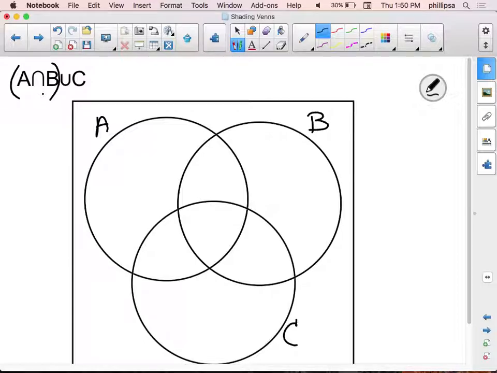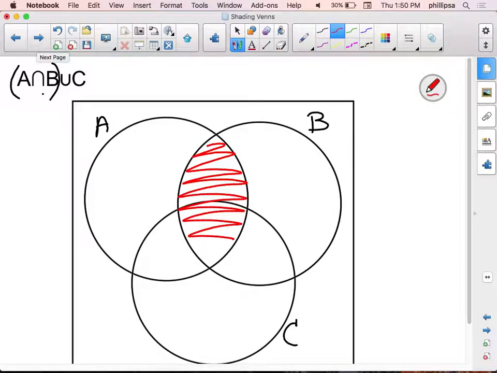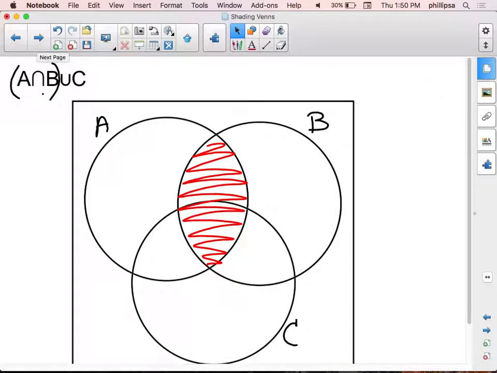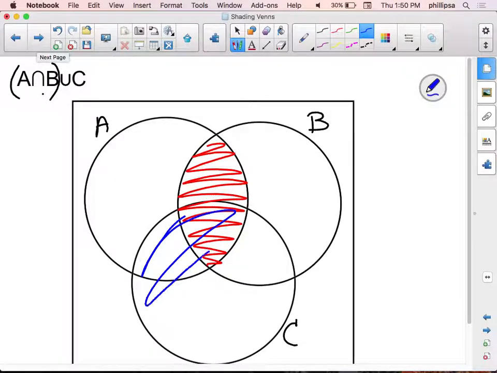The overlap of A and B. You got it, right? Here it is. That's a lot. Love it. Okay. Unions with C. Love unions. Just going to go crazy shading C, right? Shade all of C.